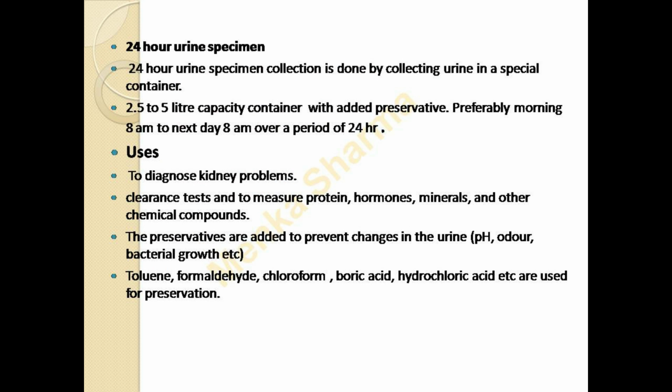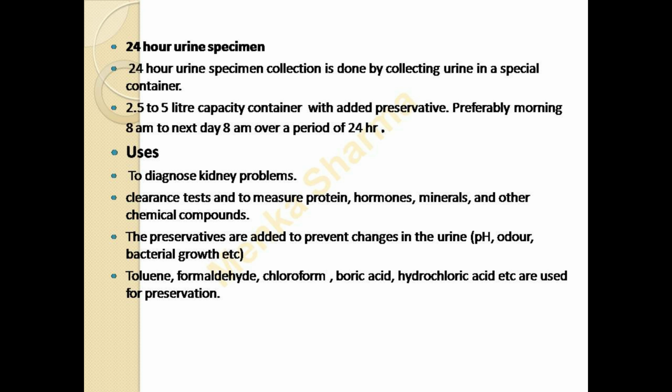The 24-hour urine specimen is collected within the duration of 24 hours. It is collected in a special container, and the capacity of this container is from 2.5 liter to 5 liter with added preservatives. When we collect, the preference is from morning 8 am to next day 8 am, over a period of 24 hours.